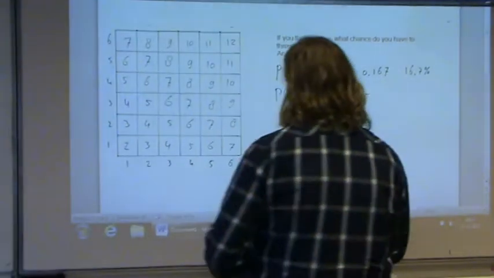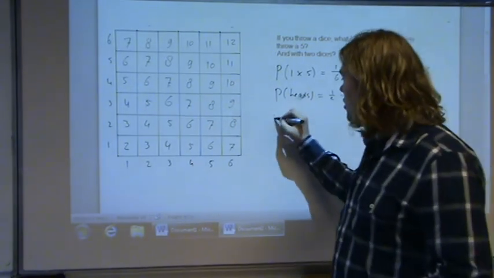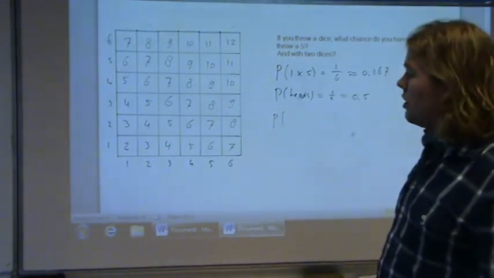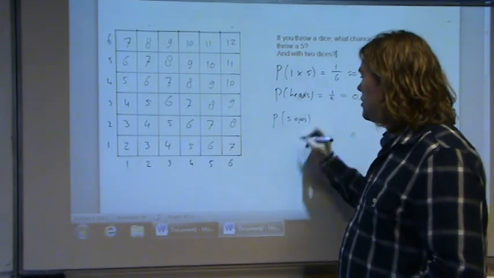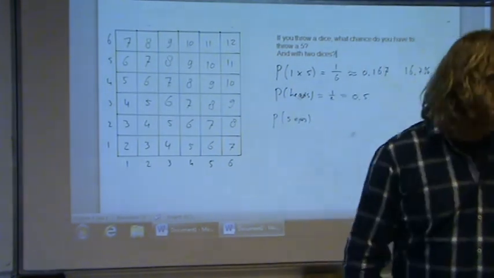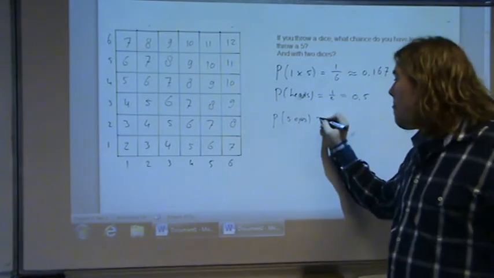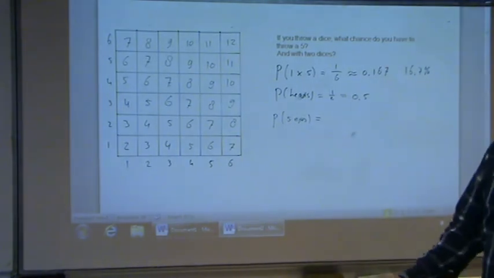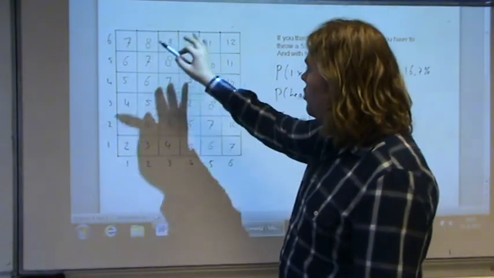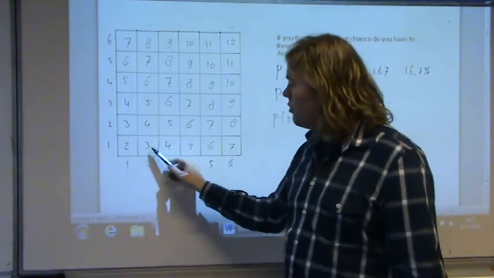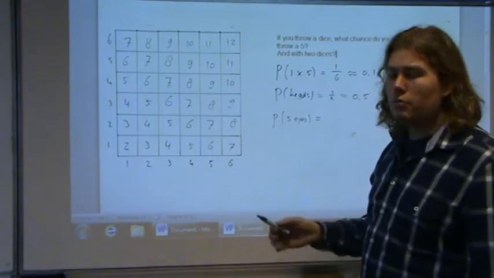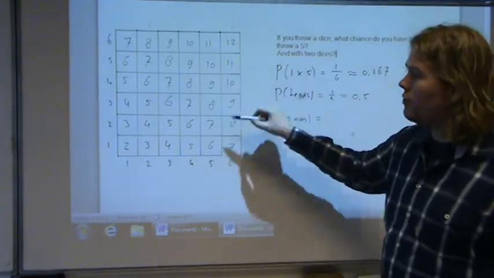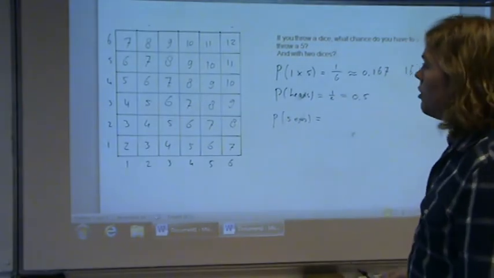We want to know the chance that we throw 5 eyes with the dice. So how do we calculate this? If you look at this, the total number of possibilities here is 1, 2, 3, 4, 5, 6, and we have 6 of those rows. So the total number of possibilities is 36. We have 36 different outcomes.